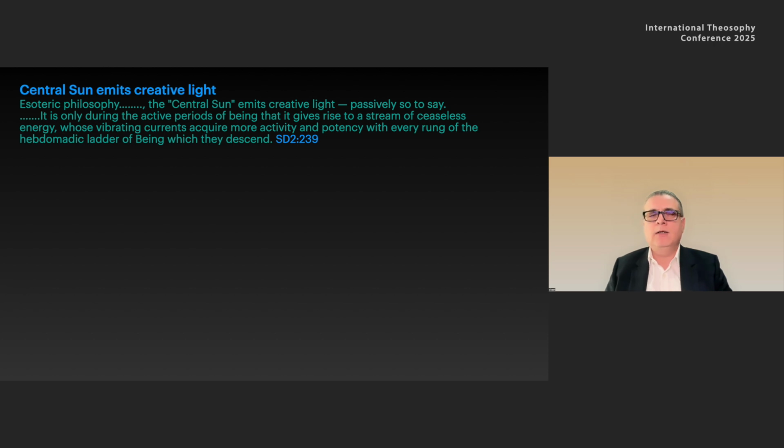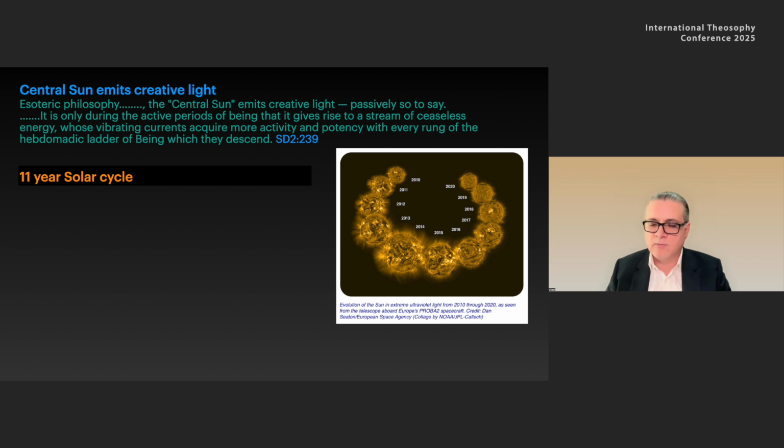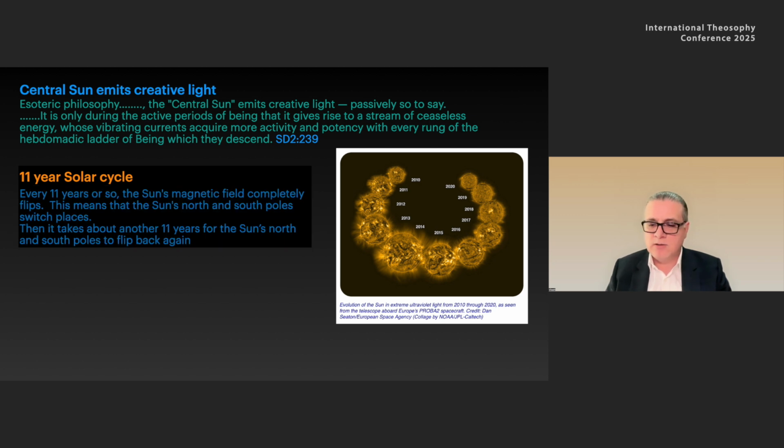And in this context, science has also confirmed that our sun's magnetic field, in fact, goes through a cycle, and this cycle is known as the solar cycle. So, every 11 years or so, the sun's magnetic field completely flips. This means that the sun's north and south poles switch. Then it takes another 11 years for the sun's north and south poles to flip back again. So we see different phases of the sun.